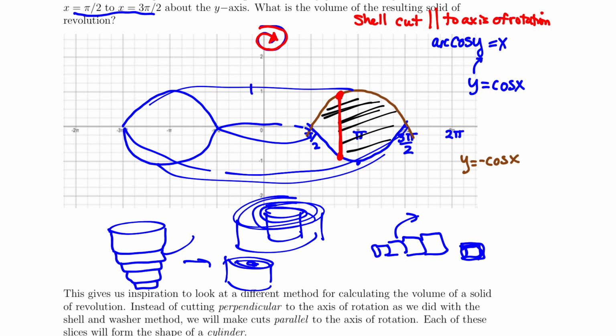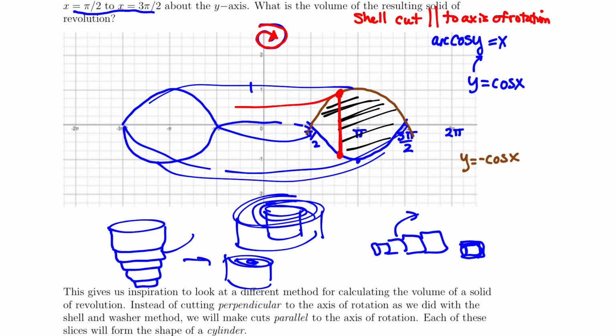Cuts parallel. Now, do you see that when you send this cut around your axis of rotation, the other one was perpendicular, so when you send it around, it gave you a circle. But when you take this cut parallel and send it around, do you see how it gives you this cylinder? Can you picture cutting and making a cylinder?